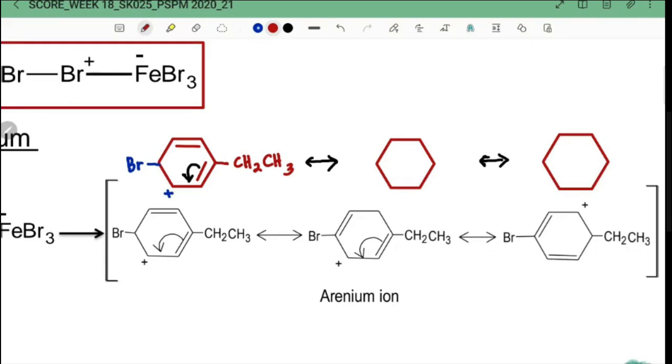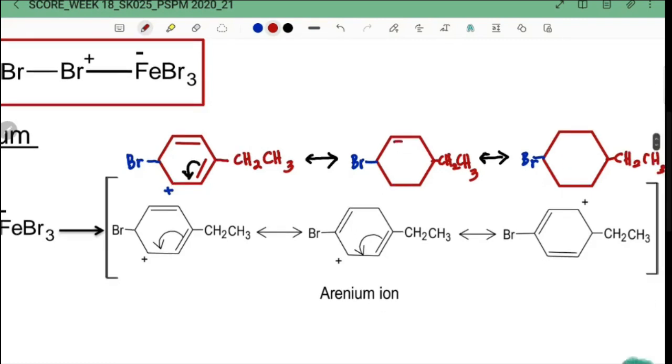Okay, so saya akan buat kat sini Br. Okay, this one also Br. Okay, this one is ethyl. Okay, so since yang ini berubah, so this one kekal, so the double bond now here. Okay, right. Double bond here.